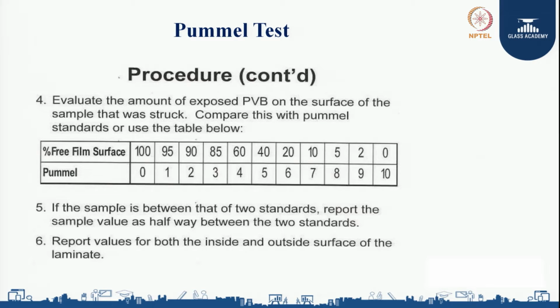For example, if there is 100% free film surface, that is, 100% I am able to see the PVB, it is graded as 0 pummel. When I am able to see 95% of the PVB, then it is graded as pummel 1. If the percentage of film surface is 90, it is graded as pummel 2. If I am not able to see the PVB, it is graded as the highest pummel. If the sample is between two of the standards, report the sample value as halfway between the two standards. For example, if my pummel is matching between 5 and 6, it should be considered as 5.5. Report the values for both the inside and outside surface of the laminate.